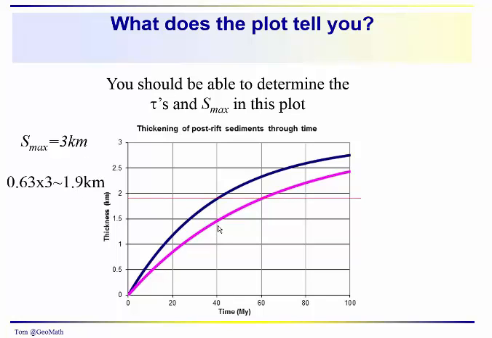And we also know from our previous discussion that at a time equal to tau, because we're subtracting e to the minus t over tau from 1, it takes a time tau to fill 63% of the basin. So whatever the tau is, the sediment thickness curve is going to cross that line at a time equal to tau. So what would you guess the taus are?